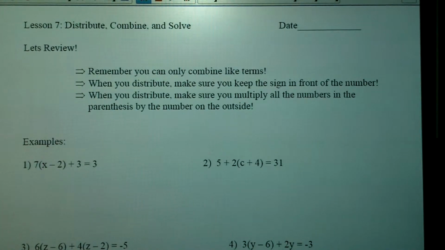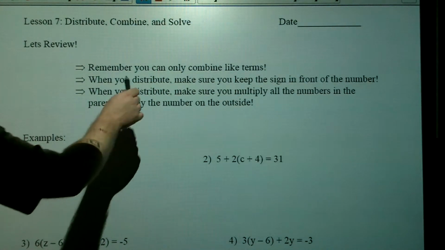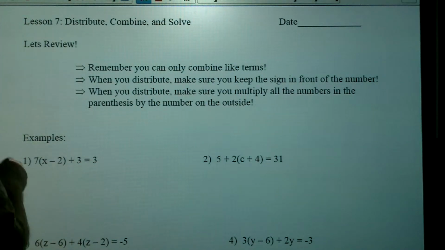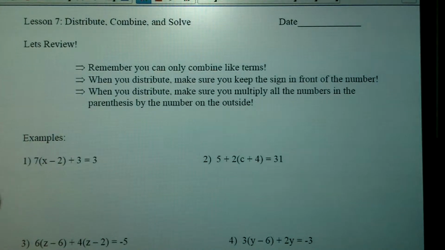Lesson 7 is distributing, combining, solving all together, kind of reviewing. Remember, you can only combine like terms on the same side of the equation, not on both sides. When you distribute, make sure you keep the sign in front of the number that's out in front of the parentheses. When you distribute, make sure you multiply all the numbers in the parentheses by the number on the outside.